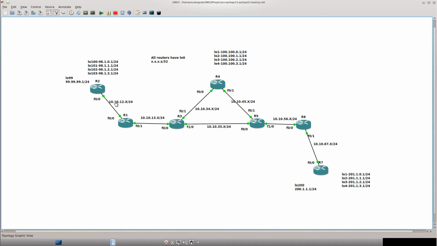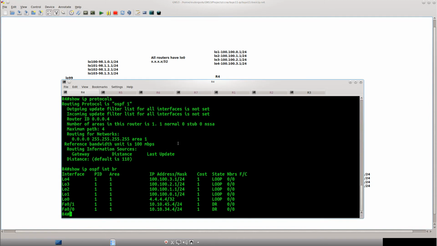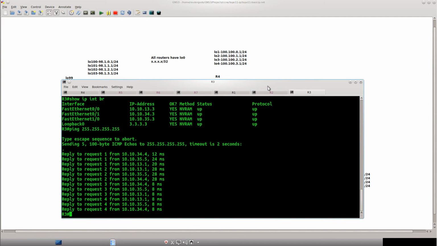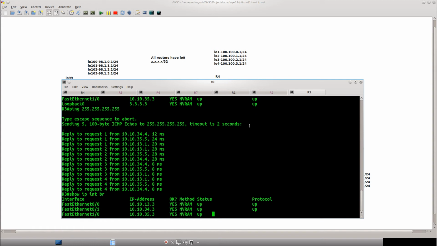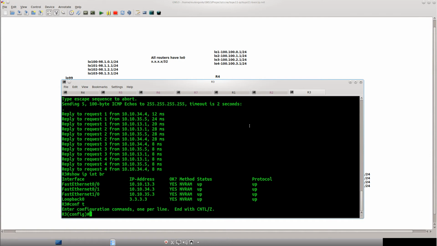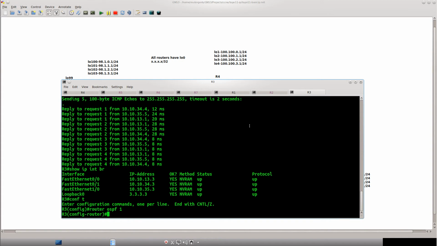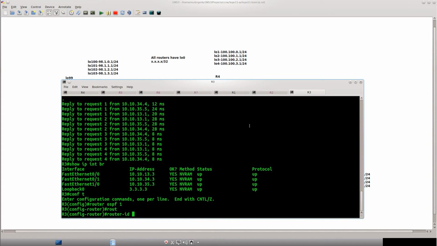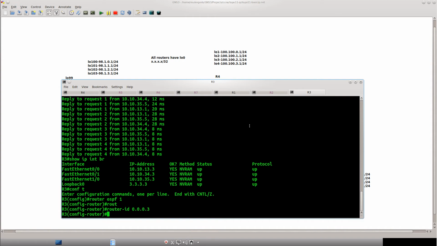Okay, so let's go to R3. And as always, before you configure any type of interfaces in OSPF, always do a show IP interface brief just to give you a reference of the interfaces and the IP addresses. So we'll go conf t, router OSPF 1, router ID. Let's make the router ID 0003 just to make our lives easier.